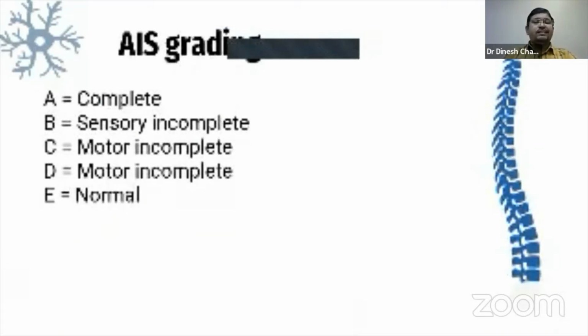So how do you grade the ASIA impairment scale? Complete means that below the level of injury there is no sensory, no sacral sparing, and no motor function. That is the complete level. If it is B, that means sensory is incomplete. Motor is not possible, but sensory is incomplete, then you can call it grade B. Grade C is motor incomplete, where below the level of injury at least half the key muscles are grade 3 or less than grade 3 strength. D is motor incomplete, where at least half the muscles are more than grade 3. And E is normal. So like this we can grade the ASIA impairment scale: A, B, C, D, E.